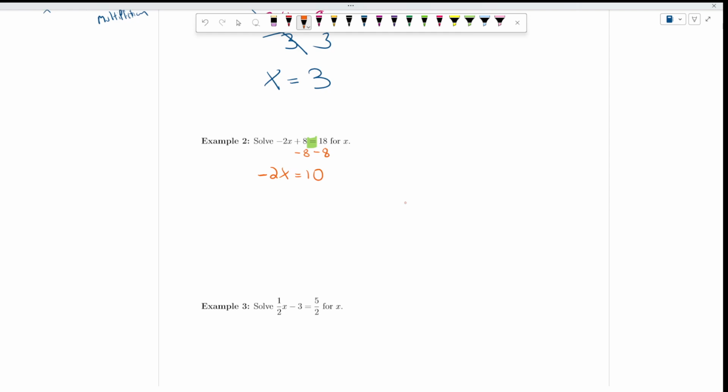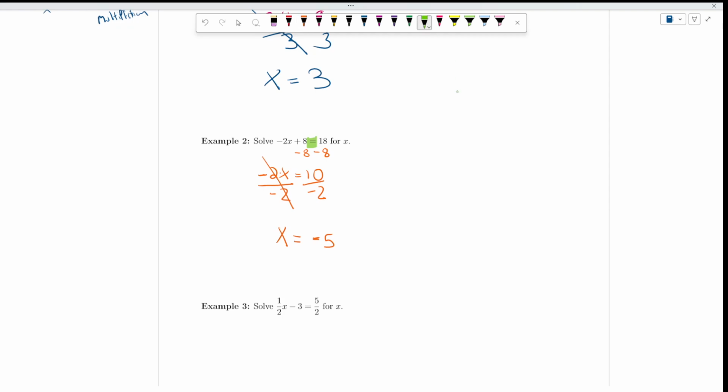And again, that operation of a 2 means negative 2 times the x. So I'm going to do the opposite and divide by negative 2. Divide by negative 2. These cancel, and x will equal negative 5. All right, I'm solving directly for x.